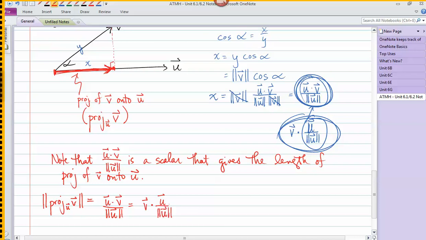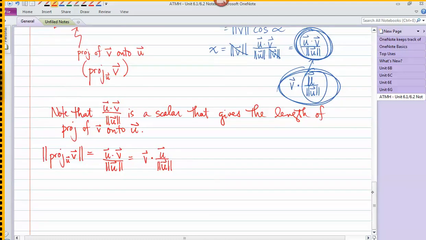Okay. And let me give a couple details about this. This is also in some textbooks called the scalar component of the projection. And so then it's written sometimes like this, comp, component of V onto U. So this is really the scalar component. So it's just a regular number, right? It tells you how long it is.